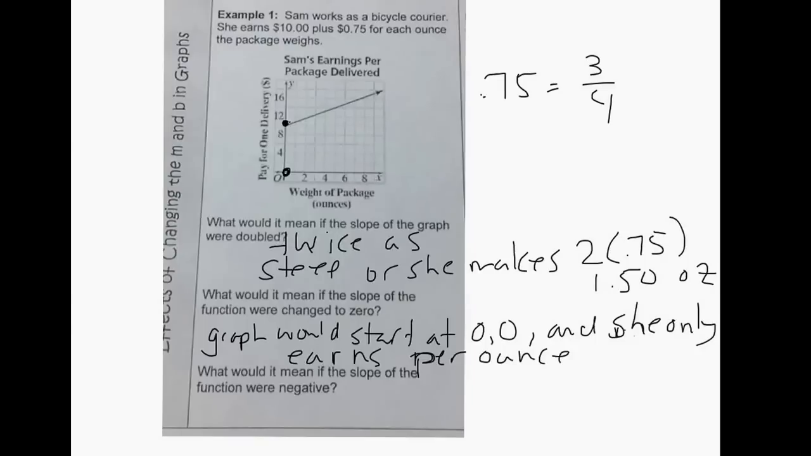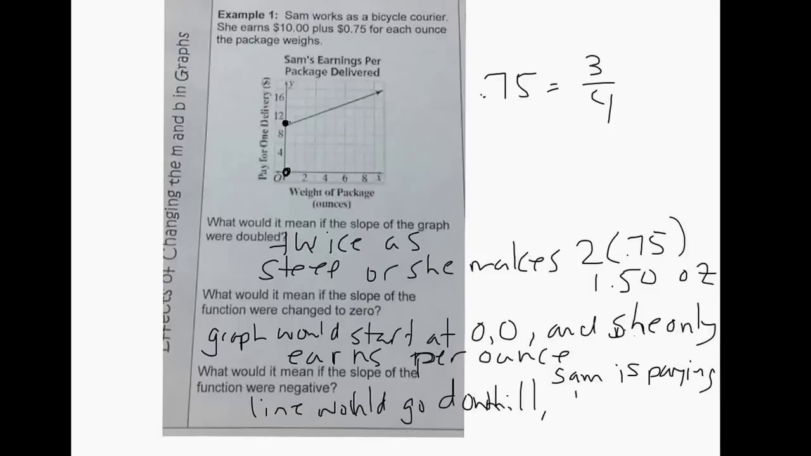What would it be if the slope were negative? The line would go downhill, which would be weird in the real world situation because it would mean that Sam is paying to work, like she would be giving them money to work, which doesn't make a lot of sense in the real world.